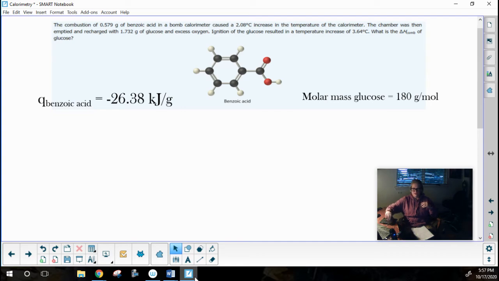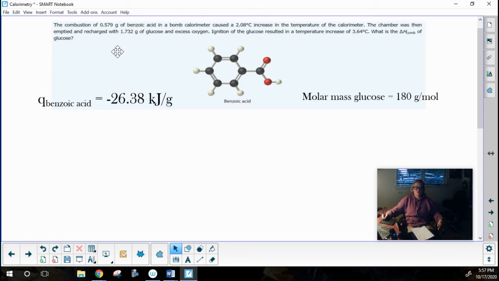So there's my little structure for benzoic acid. It's on a benzene ring, and here is what's called your ester group. Excuse my little break in thinking there.